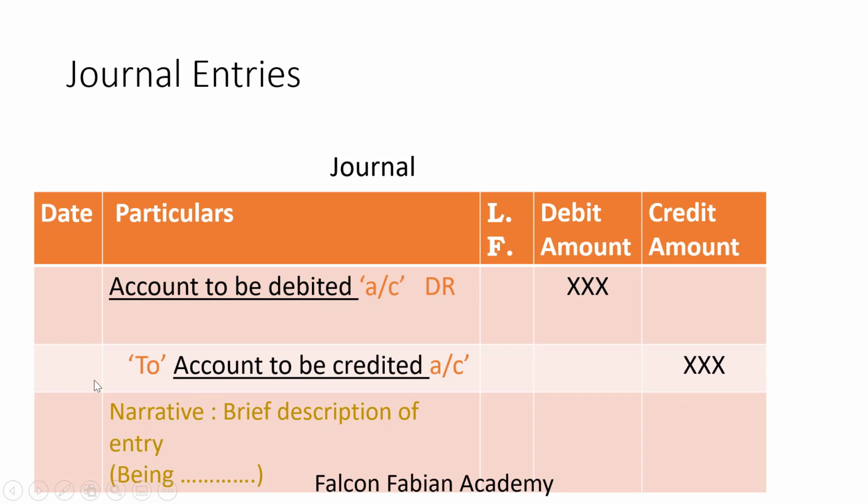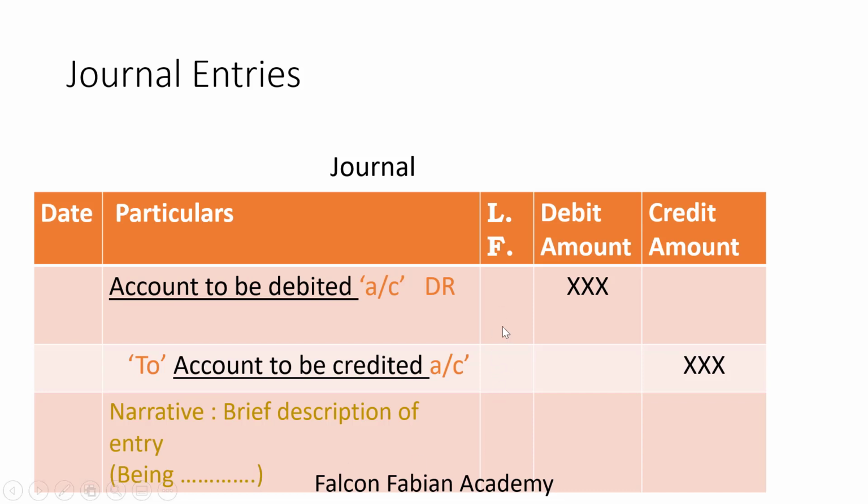Then in the next line, you would leave some space. Then you would always start by writing the word to. Then name of the account to be credited, followed by A/C. And then in the next line, you write narrative. Now, narrative is a brief description of the entry. A narrative is always written in bracket, and it starts with the word being. So you'll put a bracket, you will first write the word being, and then a small description of the entry is what you would write, and that's called a narrative.